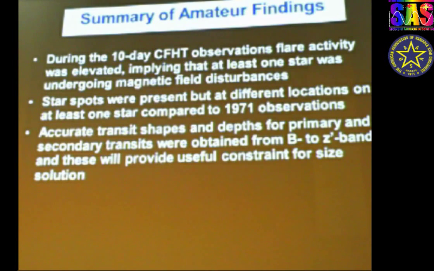Some of the amateur findings during this 10-day run: the flare activity was considerably elevated, and this is going to prove very interesting when combined with her spectropolarimetry data. And so we're all looking forward to finding out exactly how that's going to turn out, because she caught all of these flares. Accurate transit shapes and depths were done in a wide variety of wavelengths. And the star spots were definitely there, as evidenced by the out-of-transit activity that occurred.